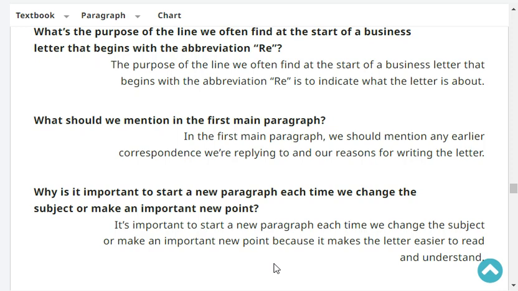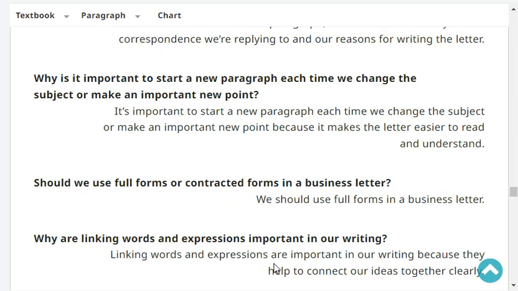In the first main paragraph, we should mention any earlier correspondence we are replying to and our reason for writing the letter. Very good.